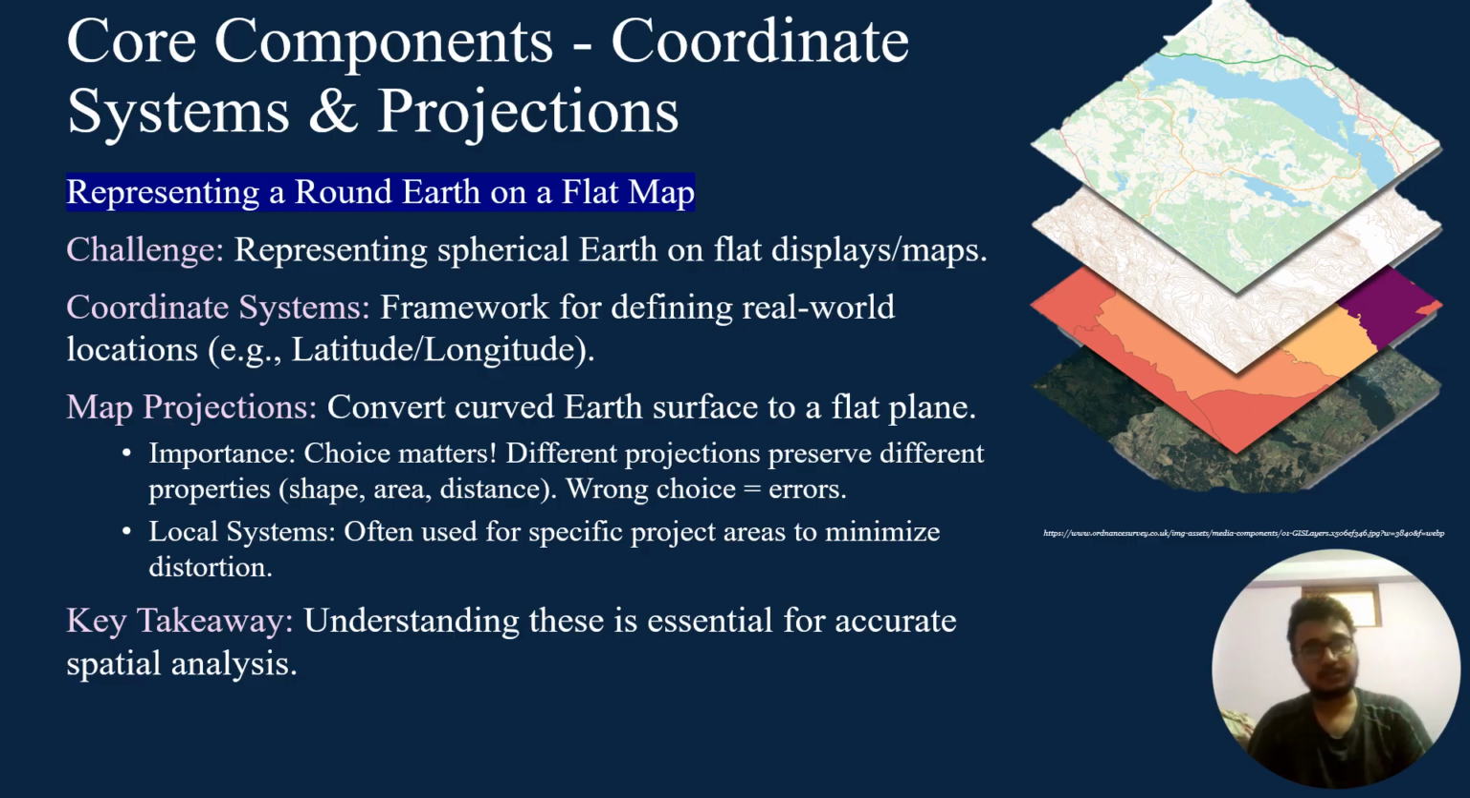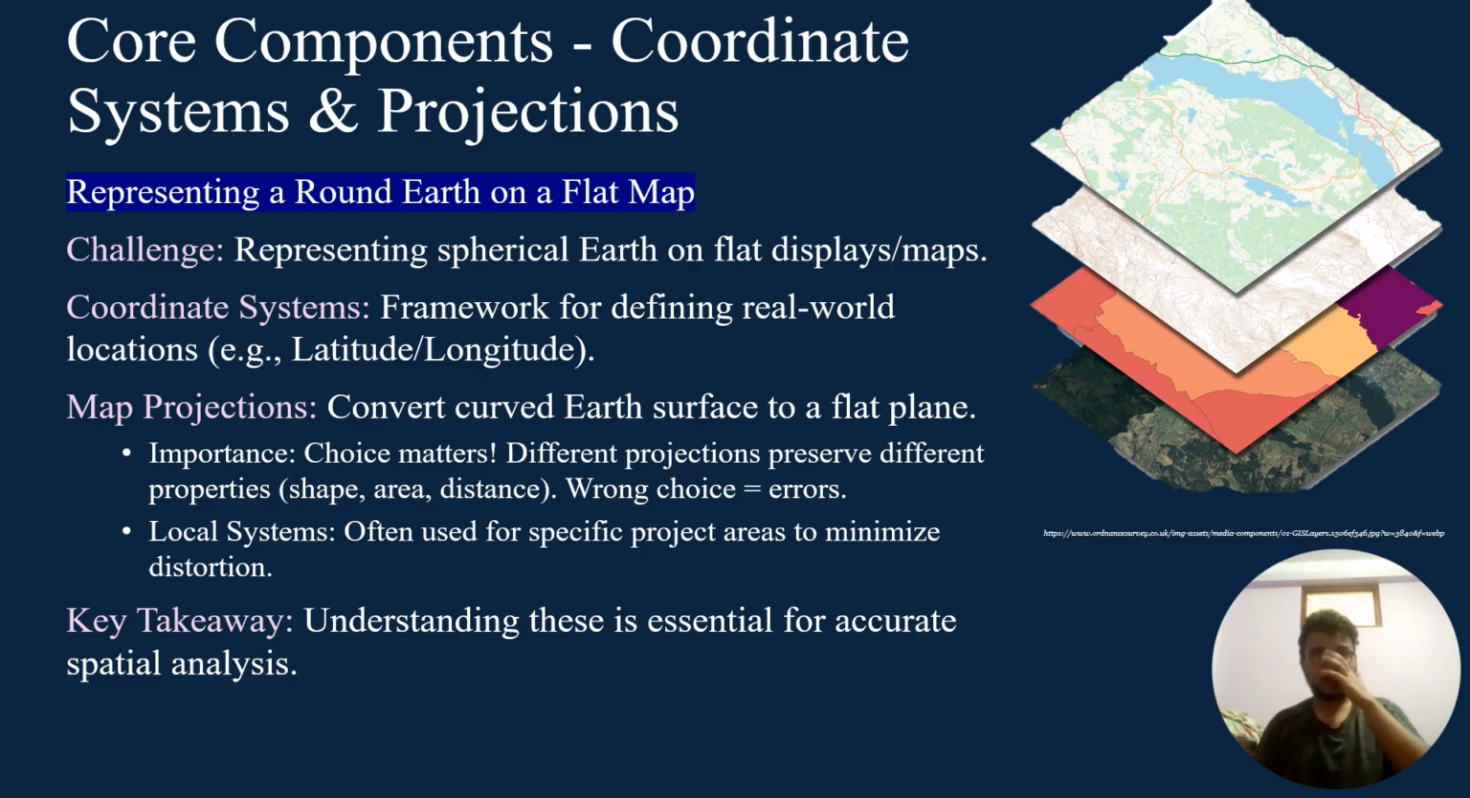But civil engineers often work with projected coordinate systems, which convert locations from the curved surface of the Earth into a flat plane. So the choice of projection matters significantly in civil engineering. Different projections preserve different properties. Some maintain accurate shapes, others preserve areas, while others focus on accurate distances.